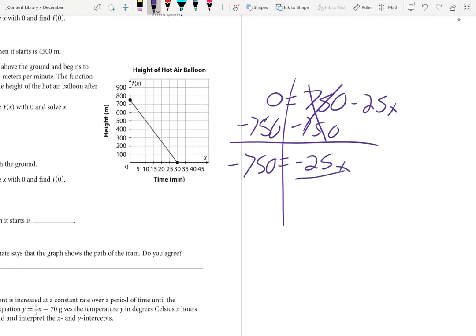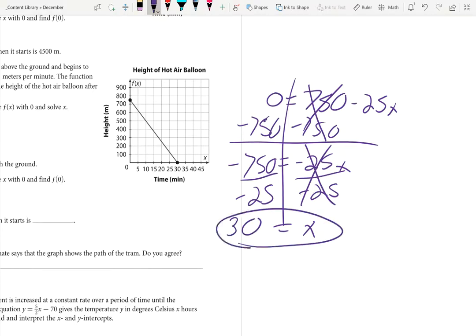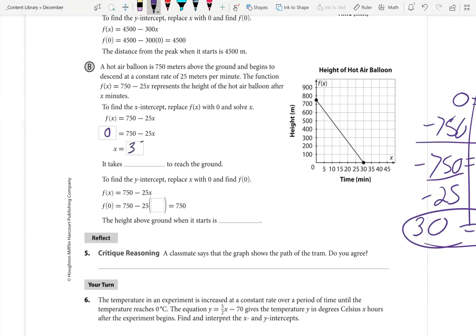And now we can just divide by a negative 25 to cancel this out. And of course, do this to both sides. So we end up with x equal to the negative 750 divided by negative 25, which comes out to be a positive 30. So that's how we get the x-intercept at 30. Okay, x is equal to 30.